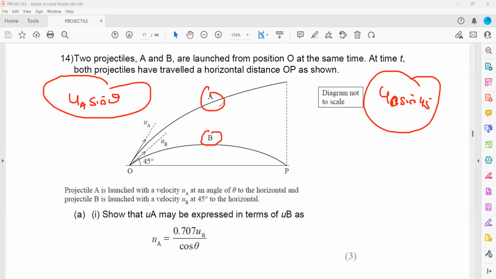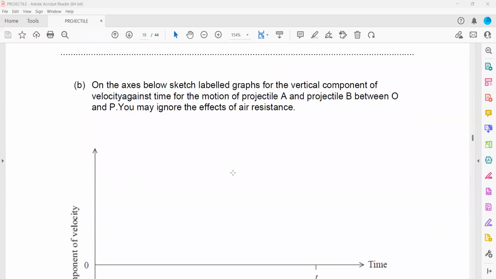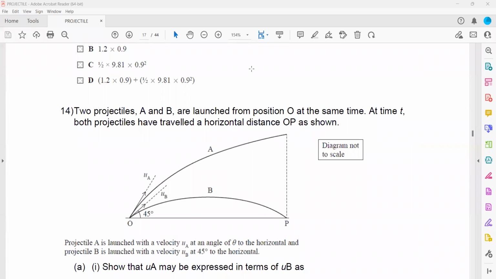Whenever a projectile is launched, the vertical component initially decreases when it is going up, and then increases when it is coming down. So for B, till the halfway point the vertical component will decrease. Initially it is maximum, then it decreases, and when it is coming down again it increases, but in the opposite direction. For A, as it is rising, its vertical component will decrease, but it will not be zero, because it is still rising.